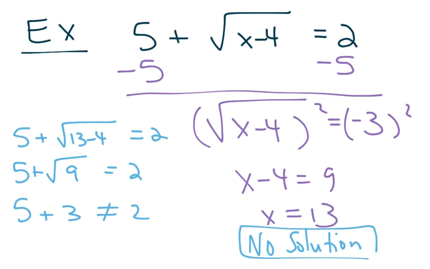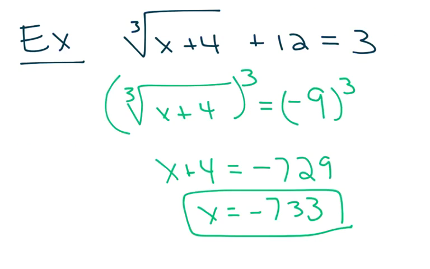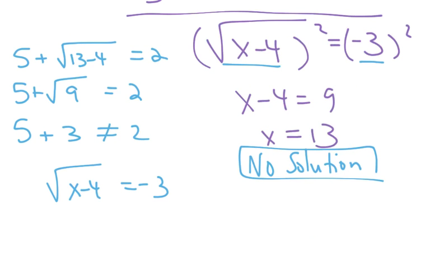And the reason that it's no solution is because when we come back up here to this step, the square root of x minus 4 equals -3. The square root of x minus 4 cannot equal a negative. As a matter of fact, no even roots can result in a negative. Only odd roots. So if I come back here, the reason that the cube root of x plus 4 equals -9 is okay is because when you take a cube root, you can get a negative. But when you take a square root, you cannot.